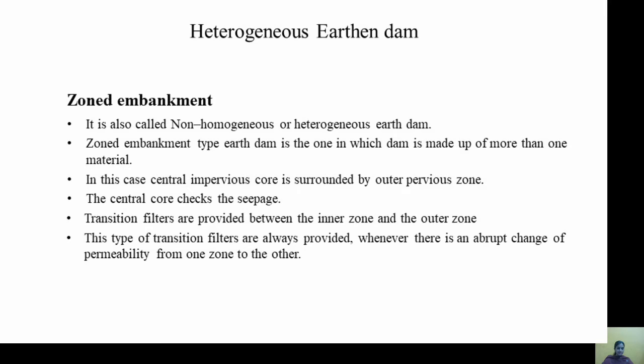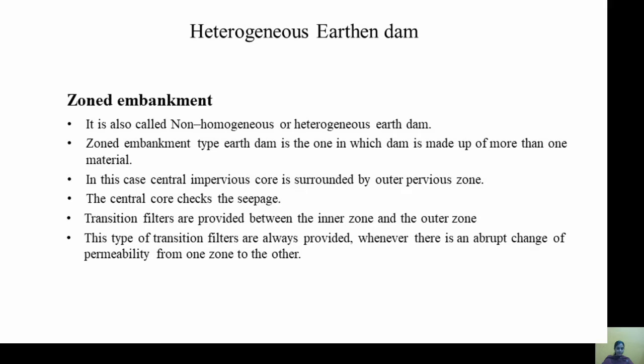In this case, a central impervious core is surrounded by an outer pervious zone. The central core checks the seepage. So the central part will check the seepage and it will be a highly impervious zone.